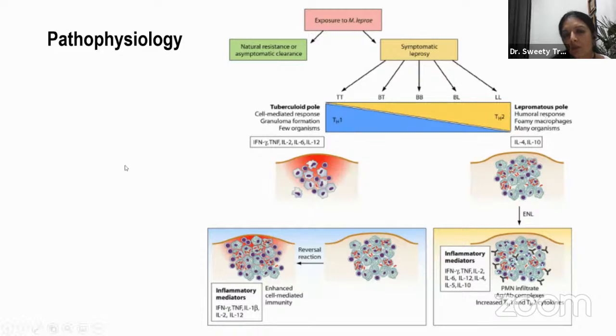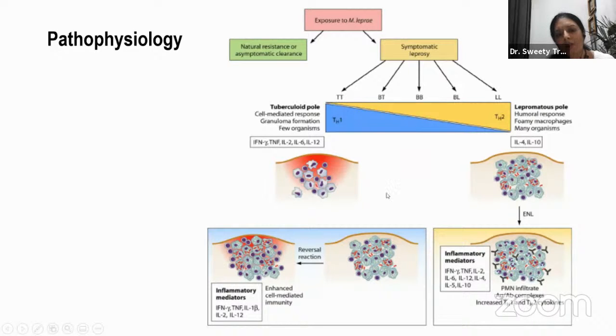Since they have so good a response in the tuberculoid pole, the test for cell-mediated immunity is the lepromin test. 0.1 ml of lepromin antigen is injected, and they show a very good response to lepromin, whereas lepromatous is completely anergic. There is no midline between them, there are the borderline tuberculoid and borderline lepromatous. So this forms a spectrum of the disorder as far as the pathophysiology is concerned.